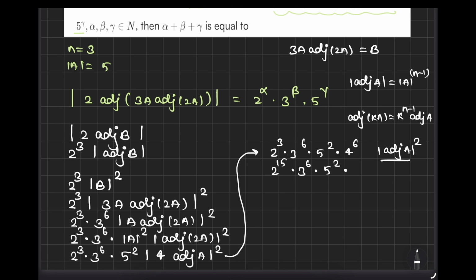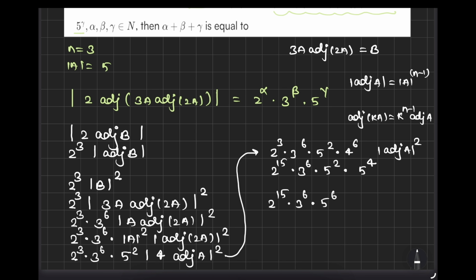And now you know that determinant of adjoint is determinant of A power n minus 1. So determinant of A is what? 5. 5 to the power n minus 1. n is 3. 3 minus 1 is 2. And then we have power 2. So 2 to the power 2 will become what? 4. Now update this thing. So it is 2 power 15, 3 power 6, 5 power 6.